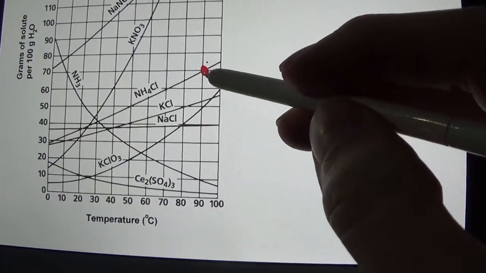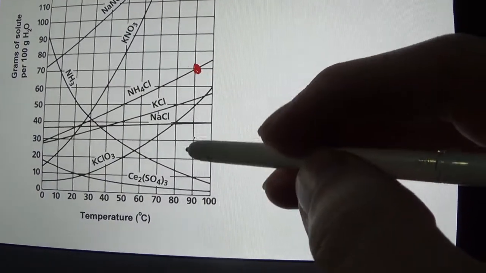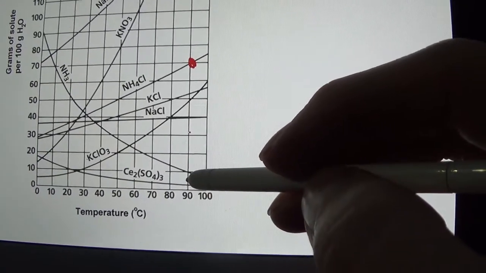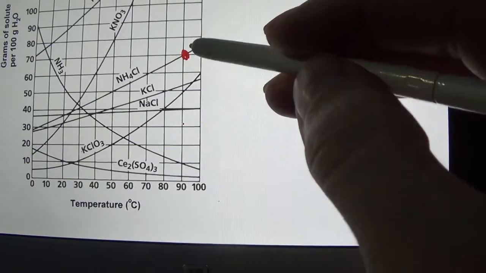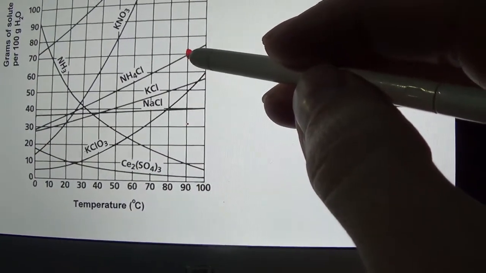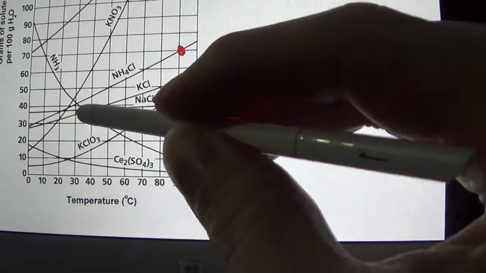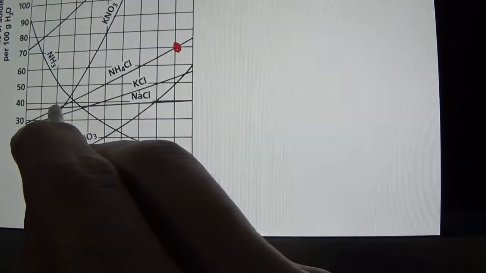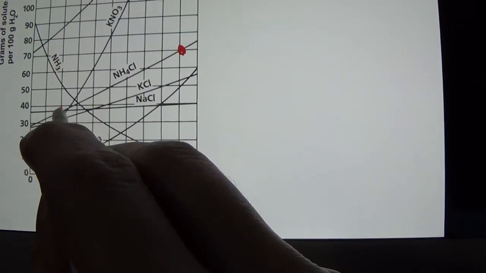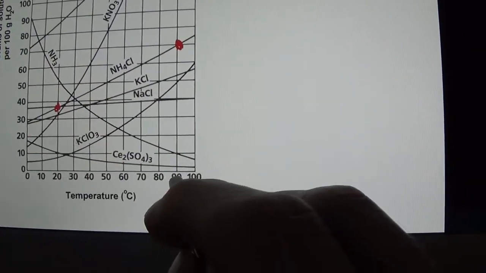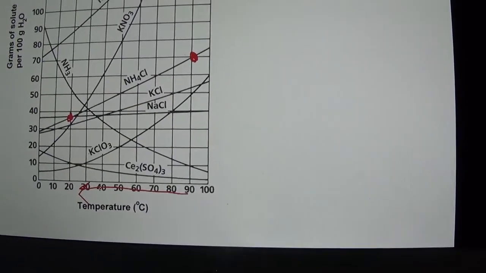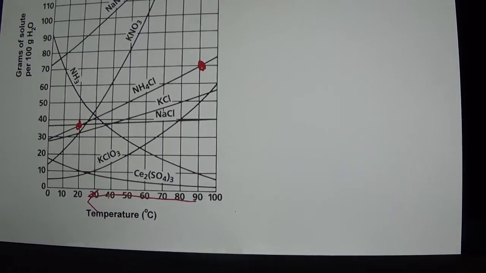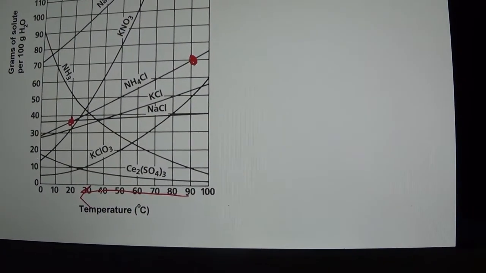I have ammonium chloride. It is saturated with 70 grams of ammonium chloride in 100 grams of water at 90 degrees. Now that's really hot water. So I let it cool, and it cools to room temperature, which on this particular day is 20 degrees. So I'm going from 90 to 20 degrees. Okay, I'm going down that way. And I want to know how much solid will suddenly start forming at the bottom.